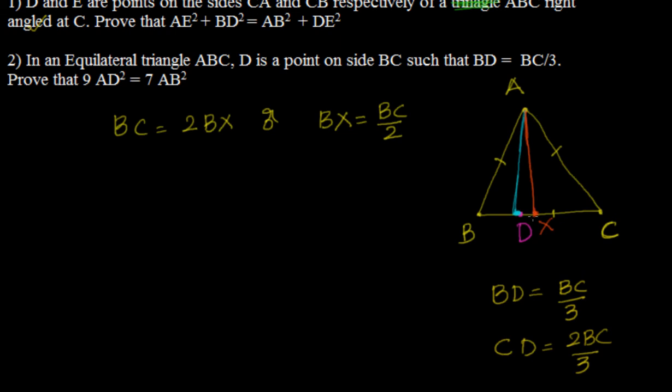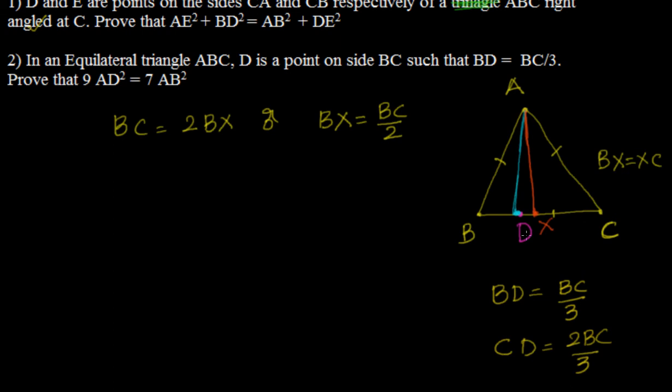Now when you drop a perpendicular, we have seen that by RHS congruency you will have the hypotenuse same, one side common, and a 90 degrees angle. By RHS congruency, BX equals XC. We know BX equals XC.